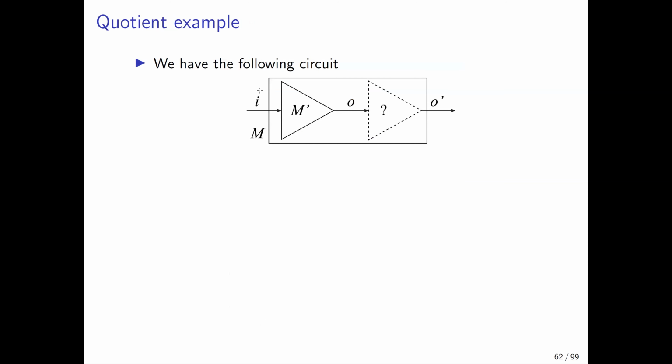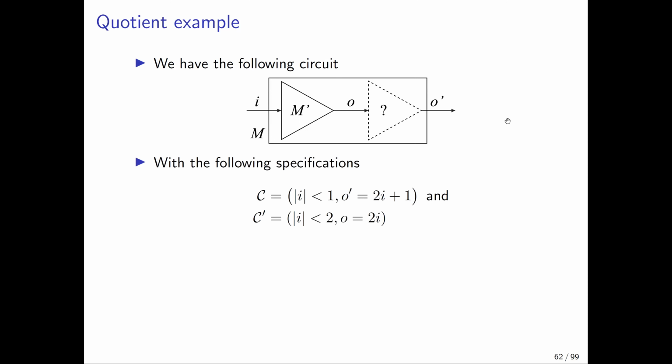So in the case of quotient, this is the setting. Suppose that we want to build a system M, okay, with input I and output O prime. And in order to implement it, we are going to use M prime. M prime has input I and output O. So the question that we want to answer is, what should be the specification of this missing object? Okay. So just as before, we have a specification C for the top level, and we have a specification C prime for our existing component.